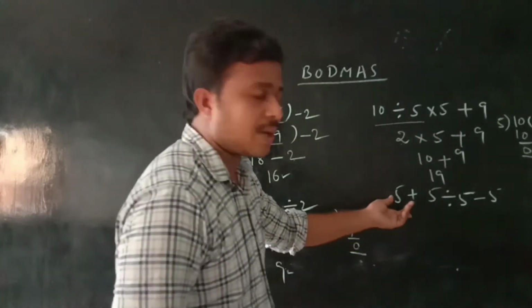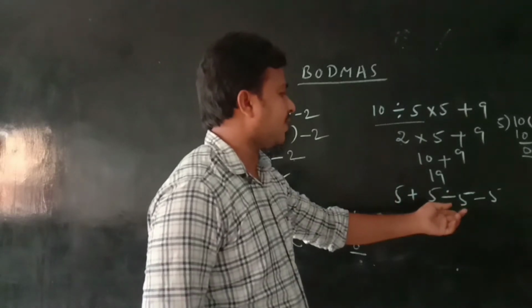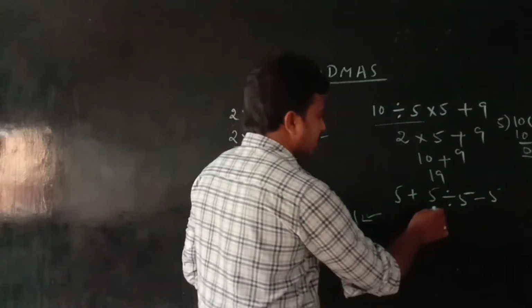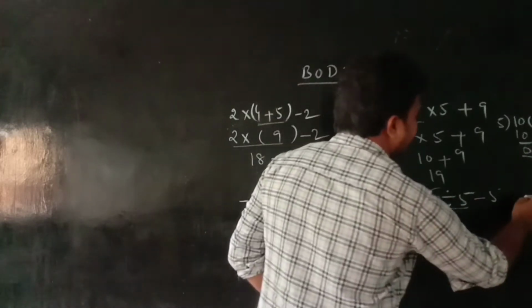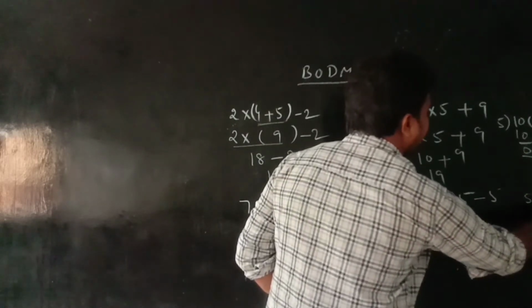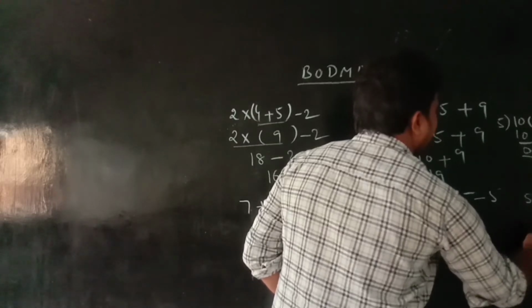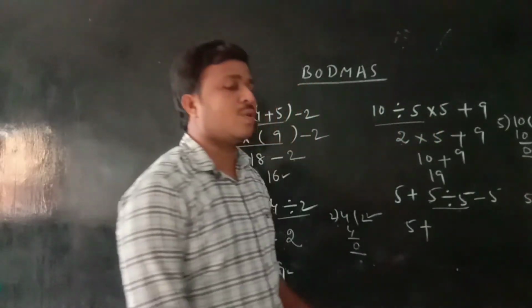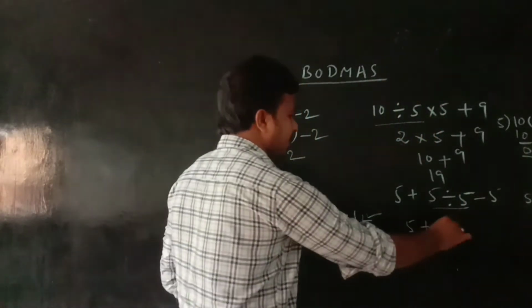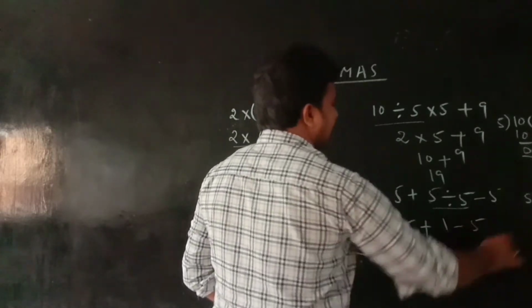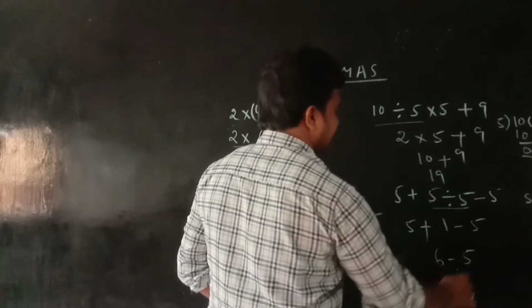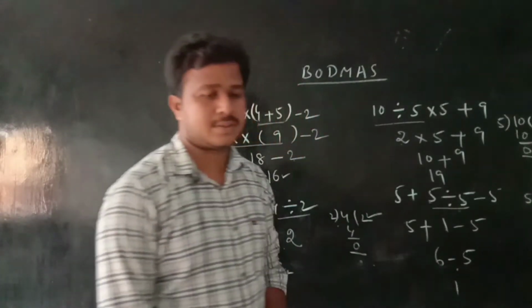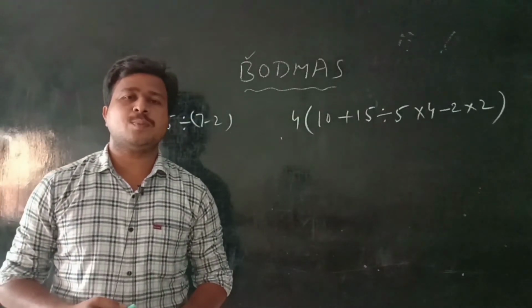So this last example, 5 plus 5 divided by 5 minus 5. First of all we do division. 5 divided by 5, 5 1s are 5. So quotient is 1. So 5 divided by 5 is 1. After that addition, 5 plus 1, 6 minus 5. 6 minus 5, 1.